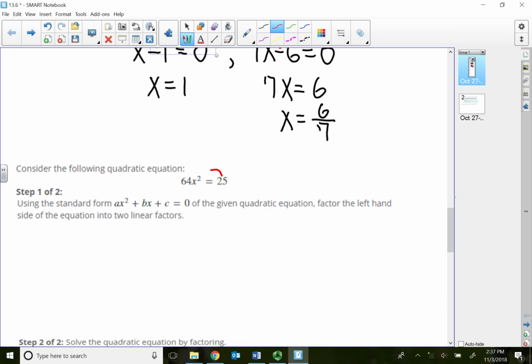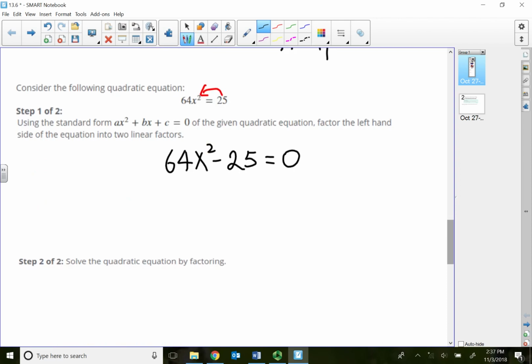Step number 4, I'm going to move my 25 over so everybody can be on the same side. So that's 64x squared minus 25 equal to 0. There's no like term to combine, so there's no step number 5. Step number 6, let's factor this. This is actually a difference of squares. So that should give me (ax plus 5) times (ax minus 5), right?